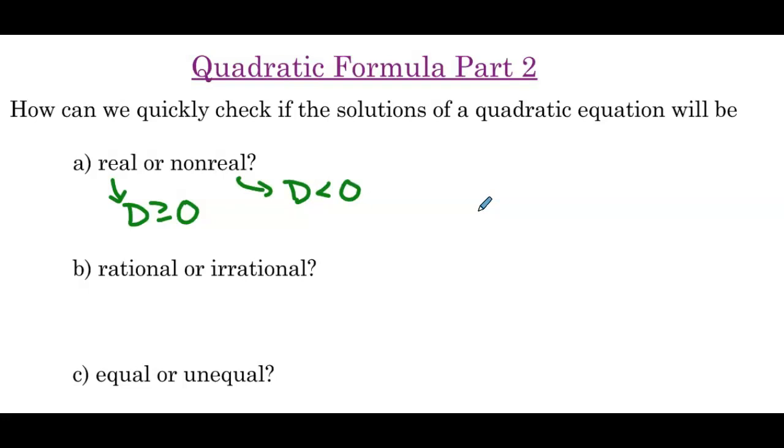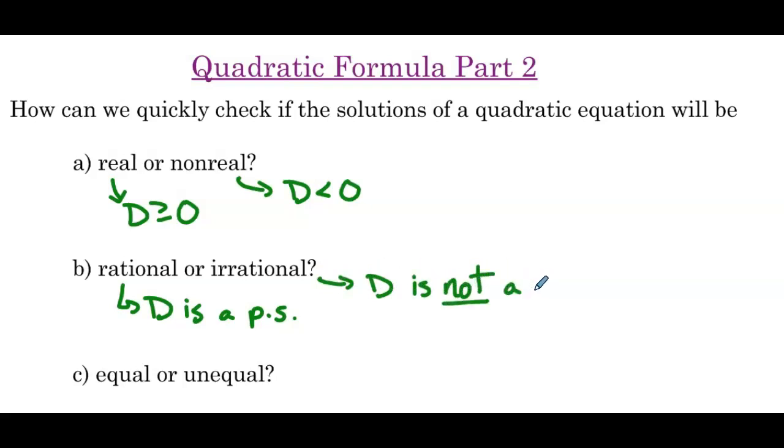Now, how do we know if they're rational or irrational? Well, if we look at those examples that we solved, anytime that the discriminant was a perfect square, we got rational solutions. Anytime the discriminant was not a perfect square, we got irrational solutions. So, rational: discriminant is a perfect square, and irrational: discriminant is not a perfect square.